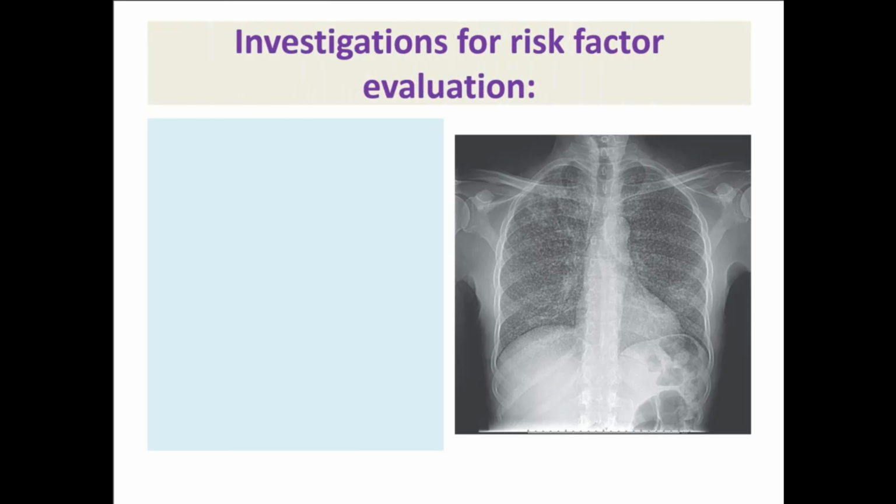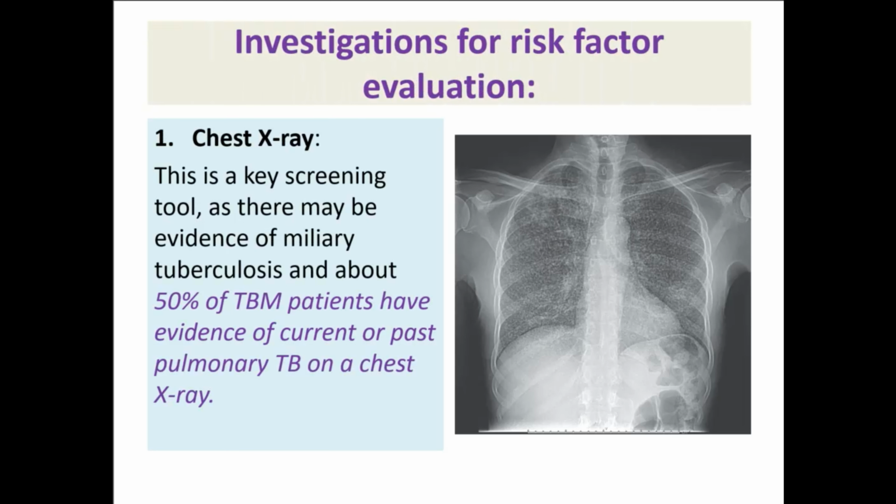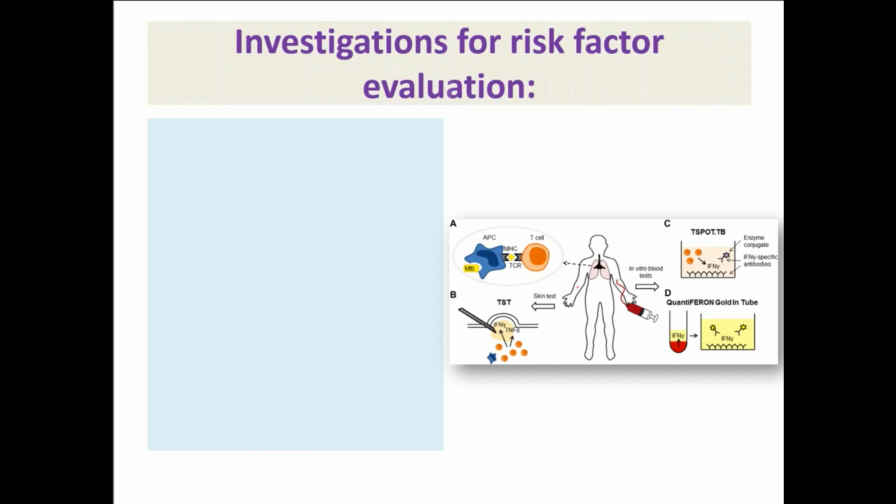Investigations for risk factor evaluation. 1. Chest X-ray. This is a key screening tool, as there may be evidence of miliary tuberculosis, and about 50% of TBM patients have evidence of current or past pulmonary TB on a chest X-ray.